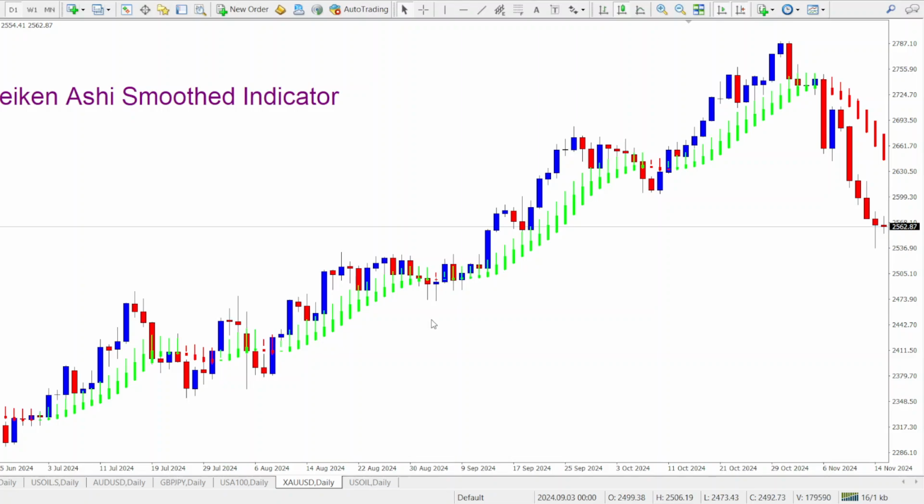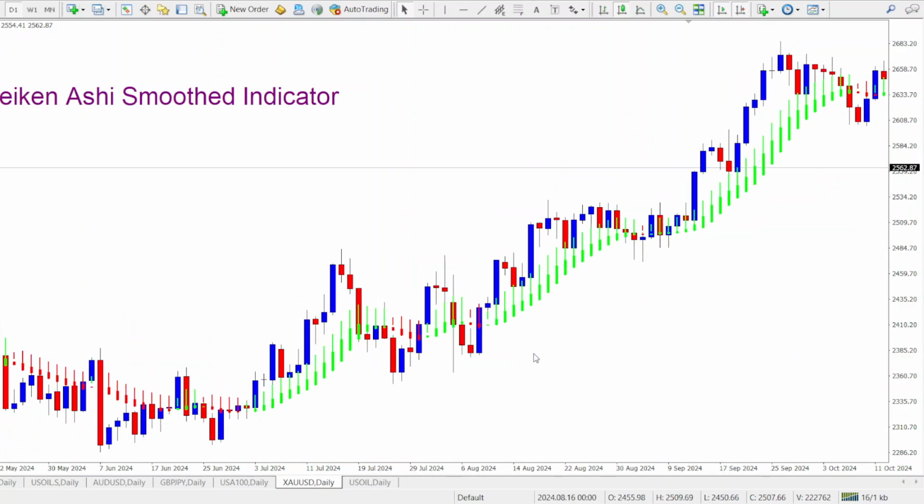For a buy trade, what you have to do is to look out for the indicator to turn green. The indicator needs to turn green, and then just wait for at least 3 consecutive green candles. We can see now we have 3 consecutive. The essence of waiting for 3 consecutive green candles is just to confirm that the trend is actually valid.